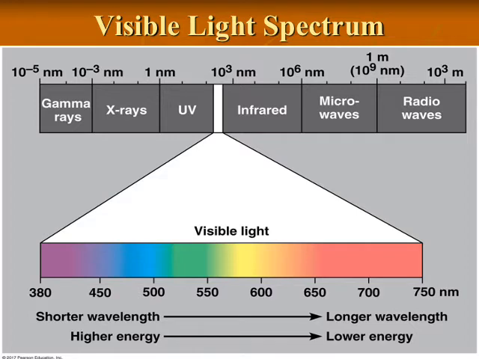Does anybody see a pattern in that coloration? If you go from right to left, you will notice that it's the colors of the rainbow. And a good way of remembering that is Roy G. Biv. And Roy G. Biv stands for red, orange, yellow, green, blue, indigo, violet. And those are the colors of the rainbow, and hence the visible light spectrum.